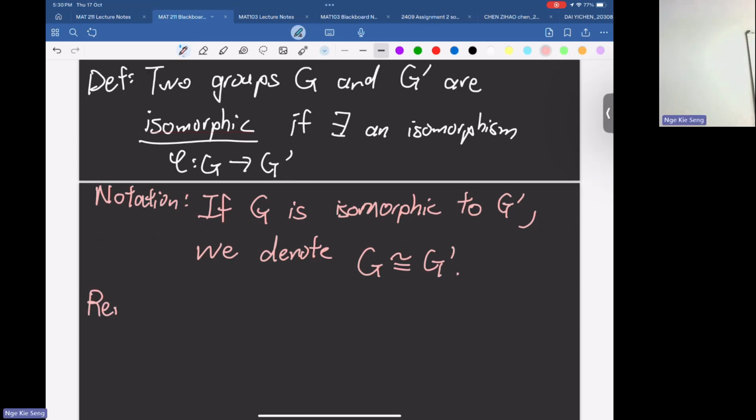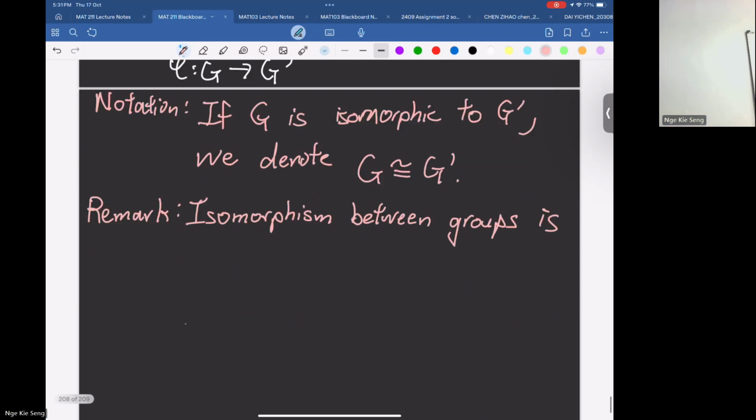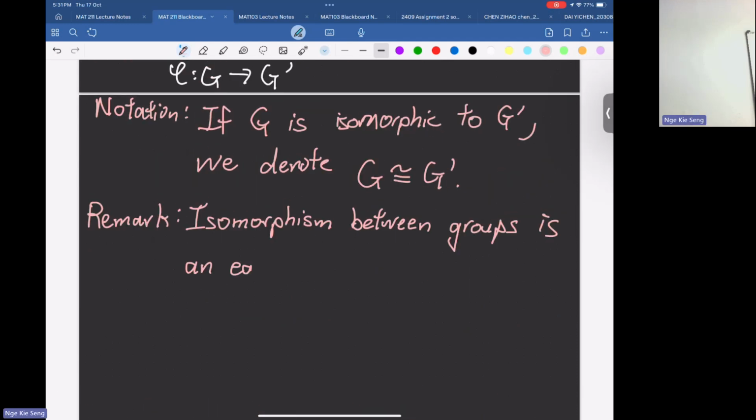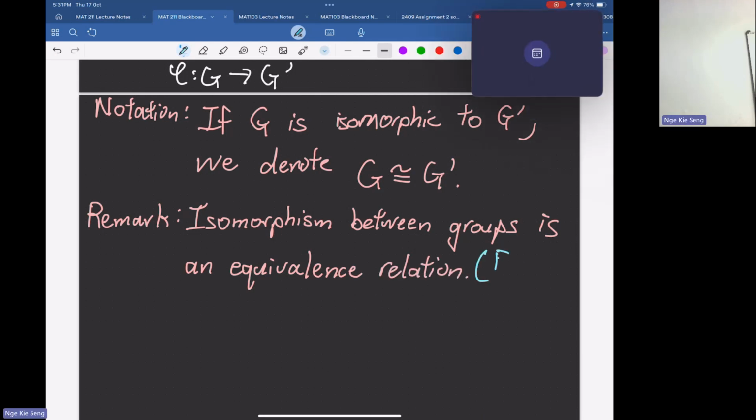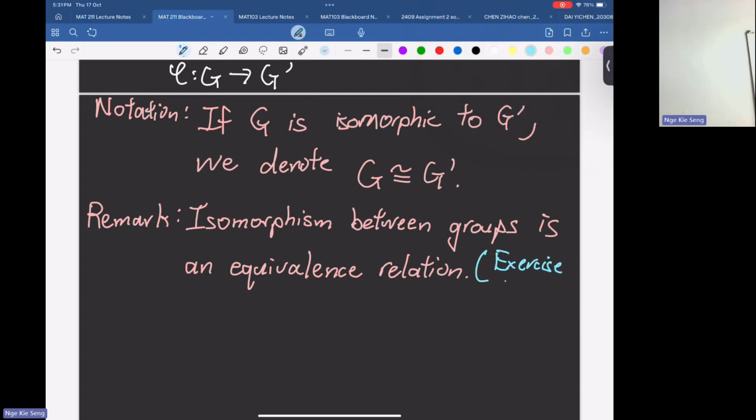So let me put a remark here. Isomorphism between groups is an equivalence relation. Try and prove this. I put this as an exercise: prove that isomorphism between groups is an equivalence relation.